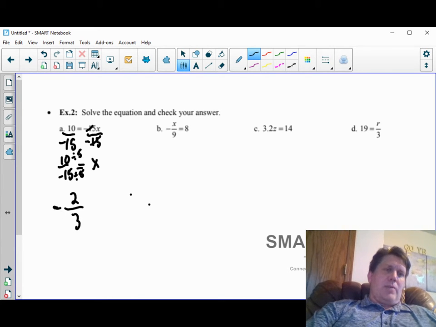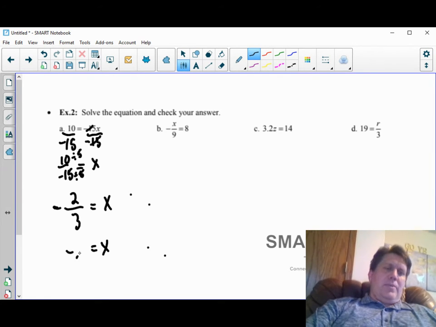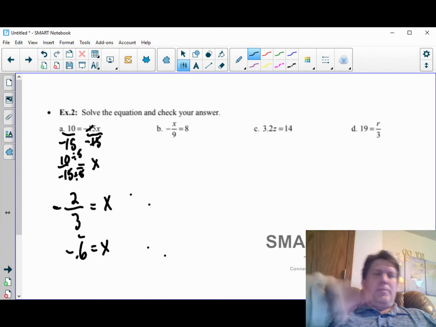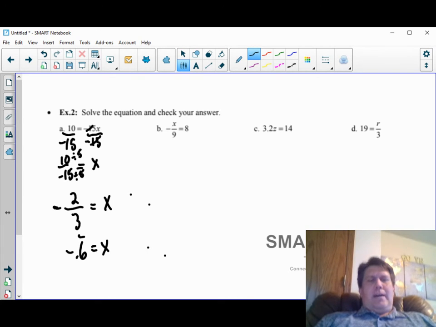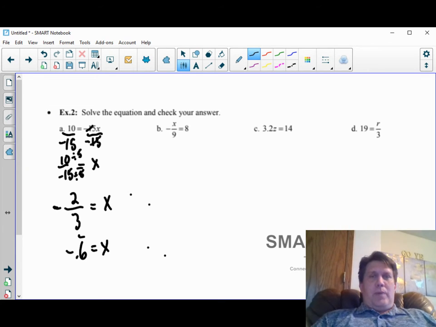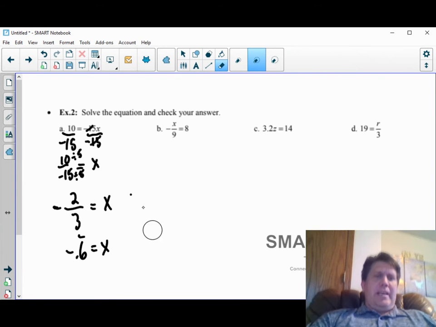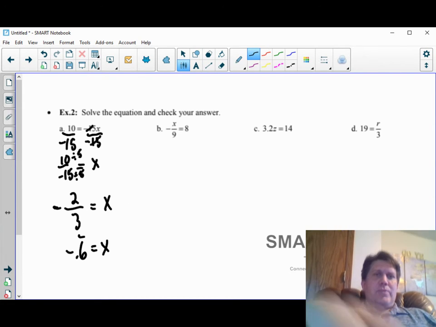But the way we usually write it, we put the negative in front of there. So that one would be negative 2/3. Now if you did use a calculator and you put negative 0.6, it would be a repeating 6 when you take 2 divided by 3, and that would be okay as well. Okay, now this one, we have to do the opposite or the inverse operation.